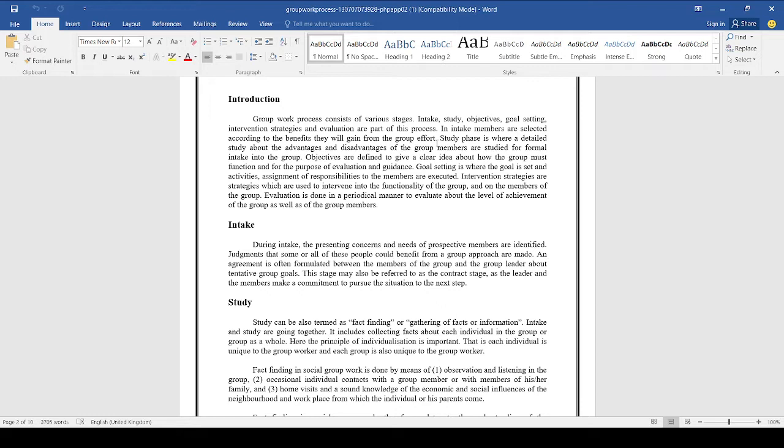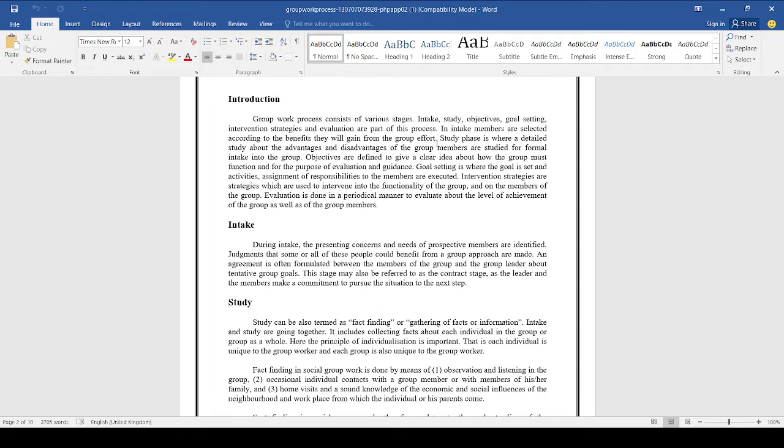So these are the various kinds of strategies used to intervene in the functionality of the group and the members of the group. And the last part of the group work process is the evaluation phase. In the evaluation phase, we evaluate the group performance periodically, and the levels of achievement of the group members, the achievement of the group itself and the group members, will be evaluated by the group worker in that stage.